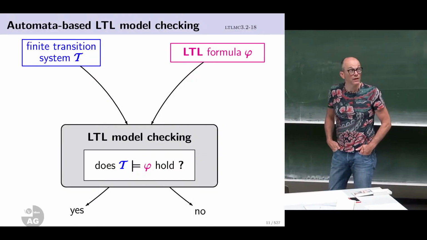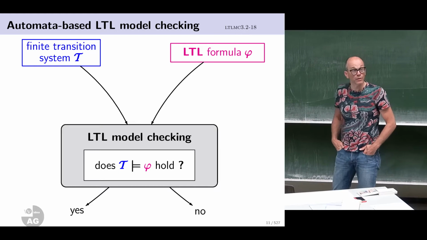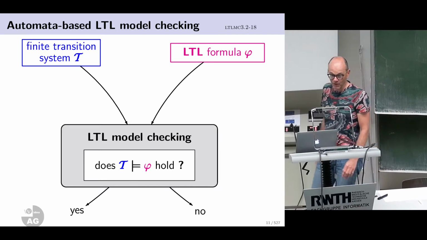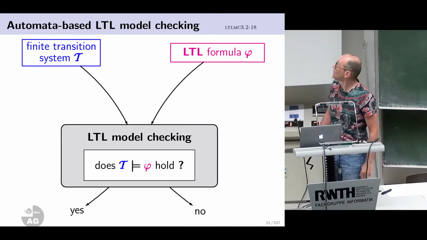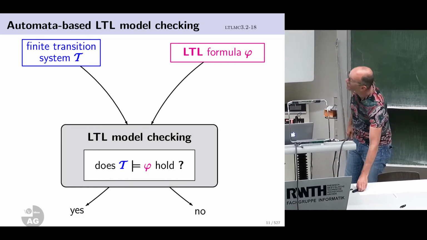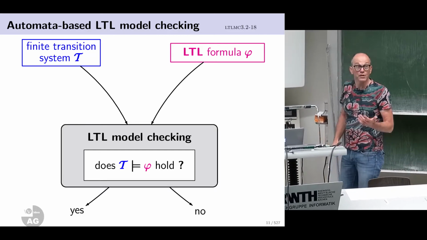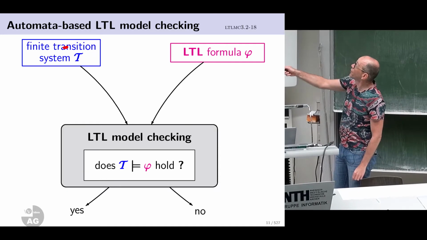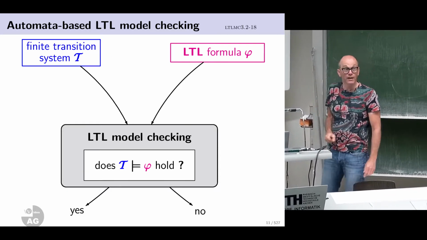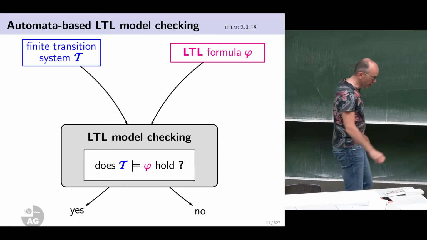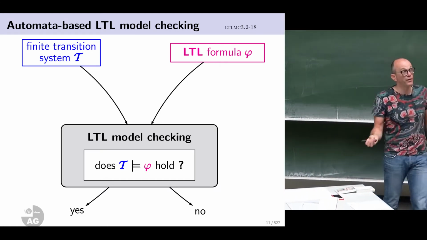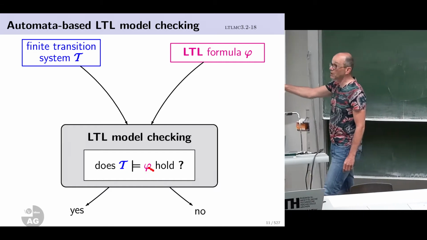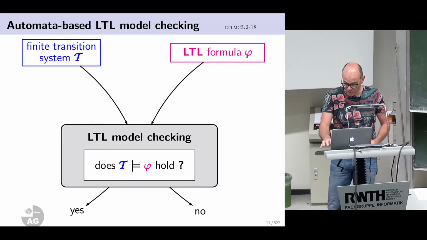Welcome to this lecture. The main part of the lecture will be a proof, a quite lengthy proof, and I'm going to show you the following. So what we have seen in the previous lecture is that we consider the LTL model checking problem, which is, given a finite transition system and an LTL formula, we would like to check whether the transition system satisfies the formula or not. So we're interested in this question: does T satisfy phi?